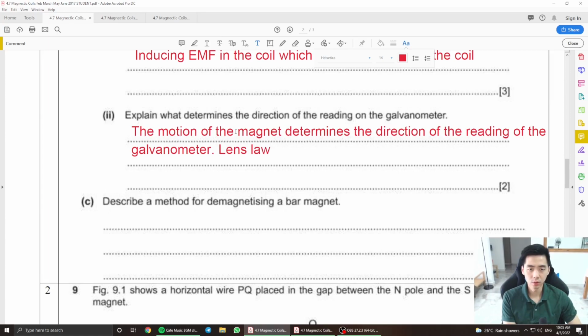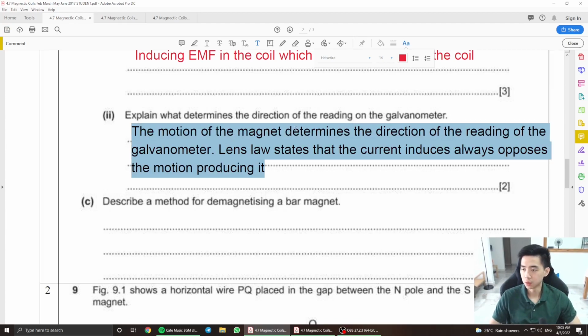Lenz's law states that the current induced always opposes the motion producing it. Okay, so this is what you're supposed to answer to get your 2 marks, guys.